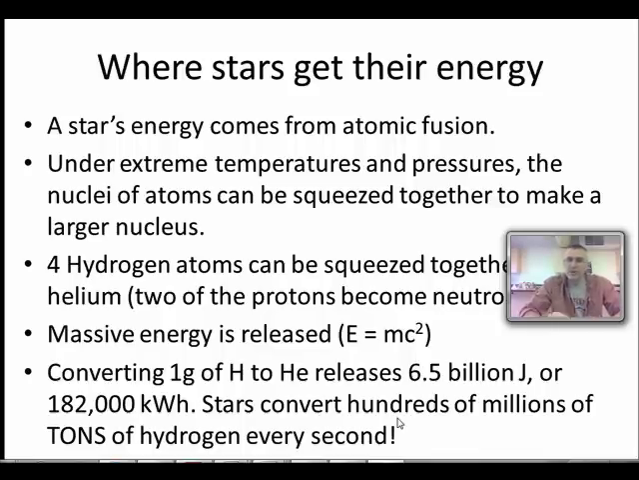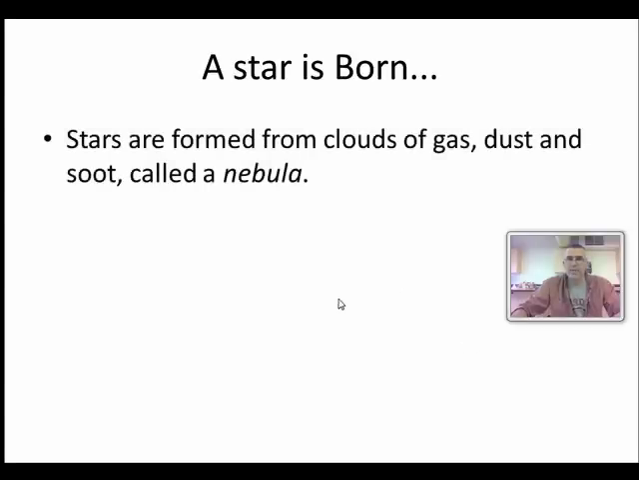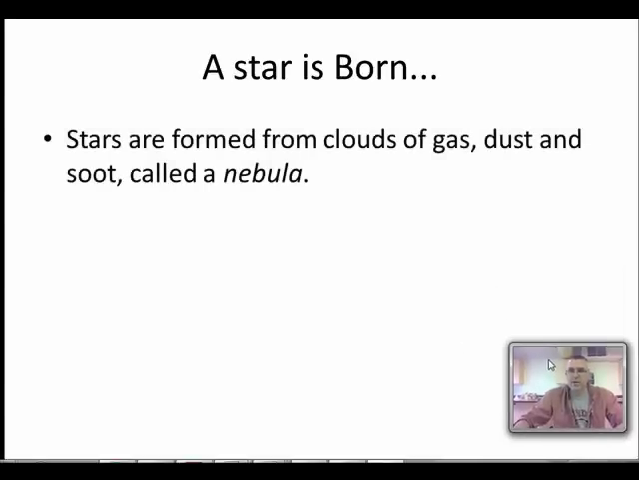And so that's 1 gram. Stars convert hundreds of millions of tons of hydrogen to helium every second. So the amount of energy that is released in the core of a star is incomprehensible. Okay, so that's how stars are powered. So in order for a star to be born, the conditions have to arise for that fusion to begin. And we said previously that stars are formed in clouds of gas and dust that are called a nebula. Nebula is the Latin word for cloud.